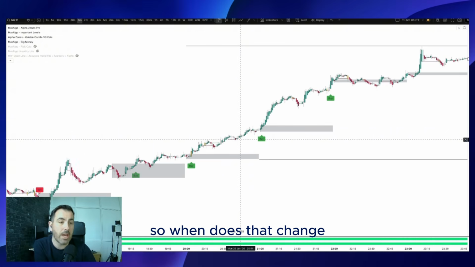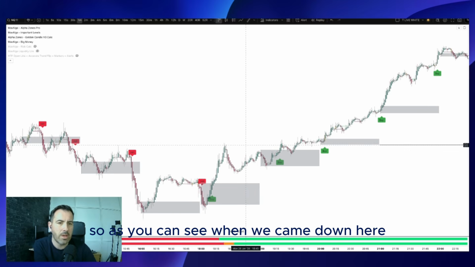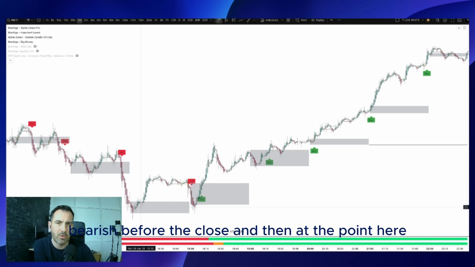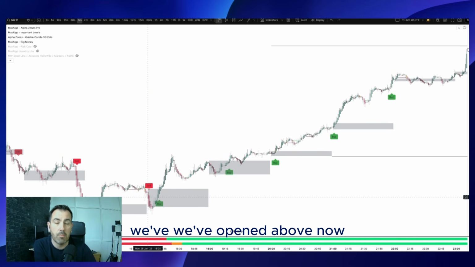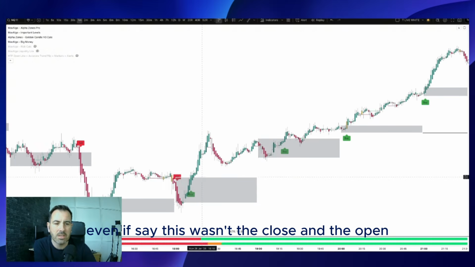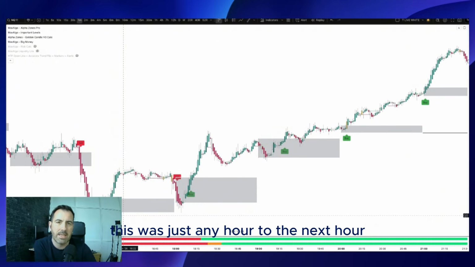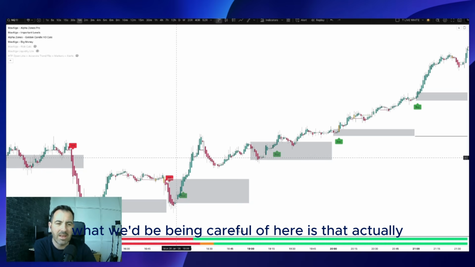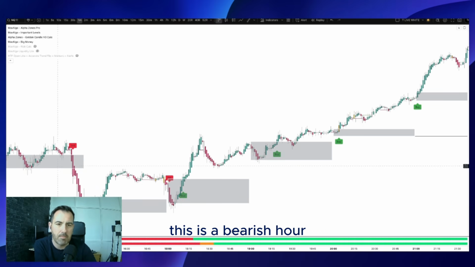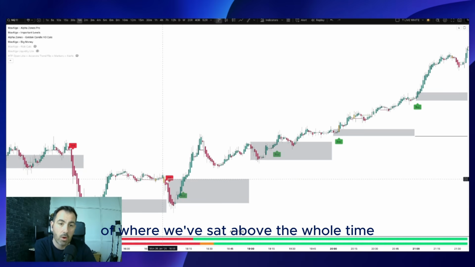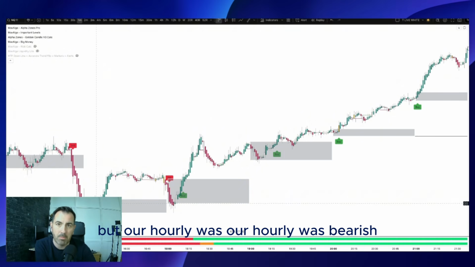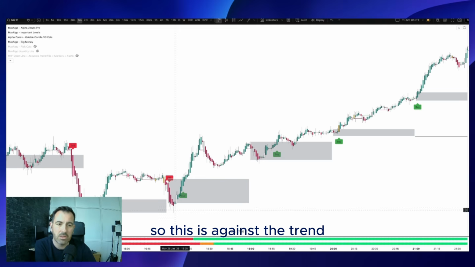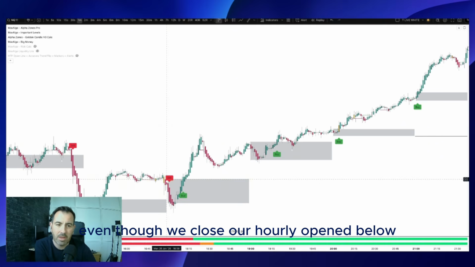So when does that change? As you can see, when we came down here, we were bearish before the close, and then at this point we've opened above. Even if this wasn't the close and the open, and was just any hour to the next hour, what we'd be careful of is that this is a bearish hour where we're sat above the whole time. It's a bullish candle, but our hourly was bearish. So this is against the trend. We've closed above, even though our hourly opened below.